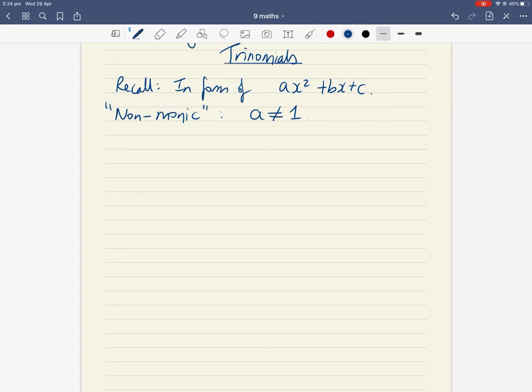So the trick is kind of similar to yesterday, so we have to draw up a table of plus b times ac, but because it's non-monic, the number in front of the x squared is not equal to 1, we have to do an extra 2 lines of working. So the easiest way to demonstrate what these extra 2 lines of working are is jumping straight into an example. So let's look at example 1.